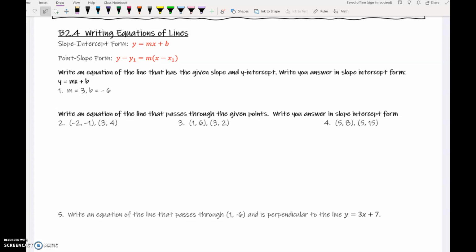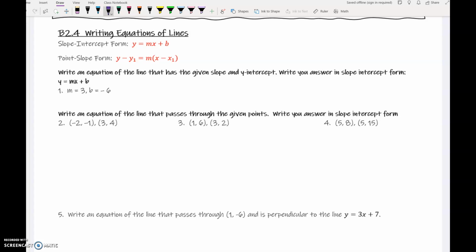Today we are writing equations of lines, and the two formulas we're going to be using are right at the top, slope-intercept form and point-slope form. I will be giving these forms to you on the test. You will have these formulas available to you, but you should probably memorize them just because they're easier to use. Most of you already have slope-intercept form memorized, y equals mx plus b. Point-slope form we will talk about in a minute.